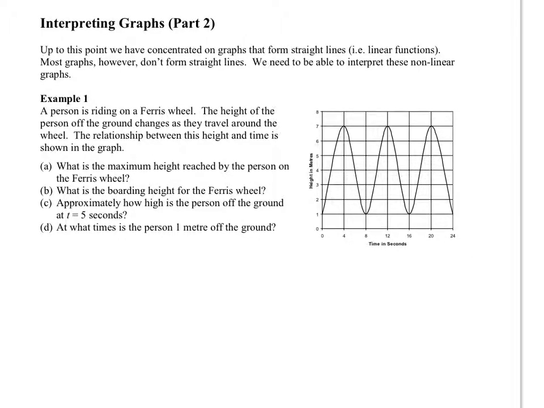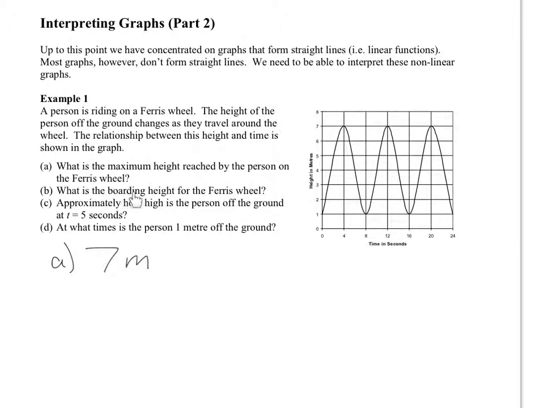Okay, so question 1, what is the maximum height reached by the person on the Ferris wheel? Well, if we look at the graph, the maximum height, the highest point that this person ever reaches is 7 meters, okay? So 7 meters.